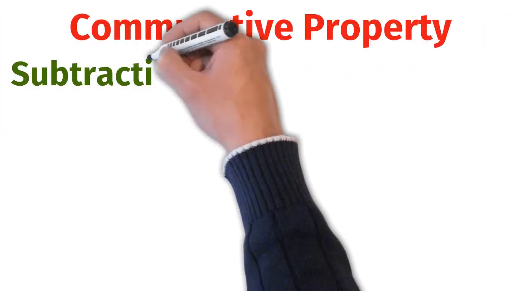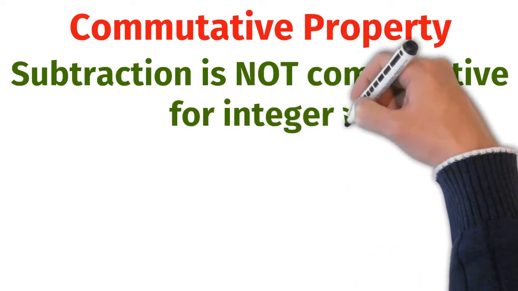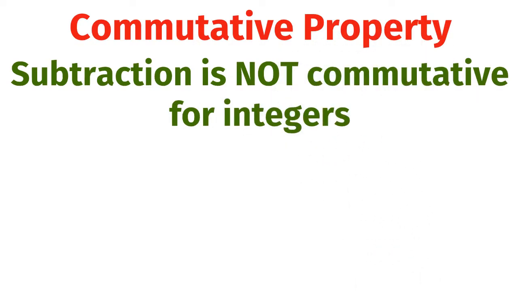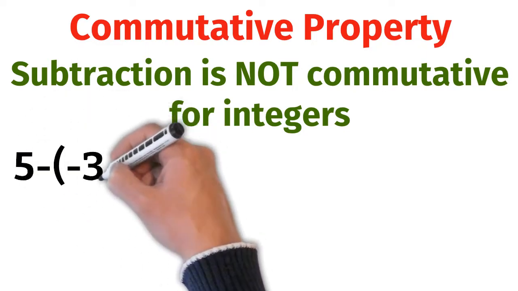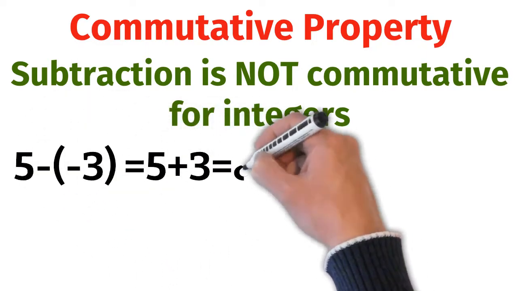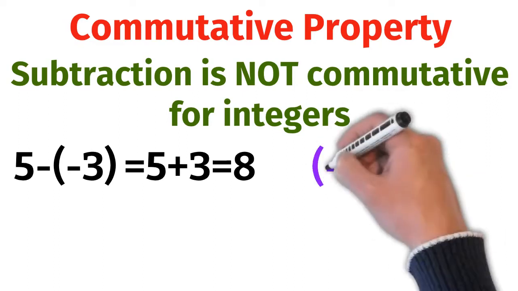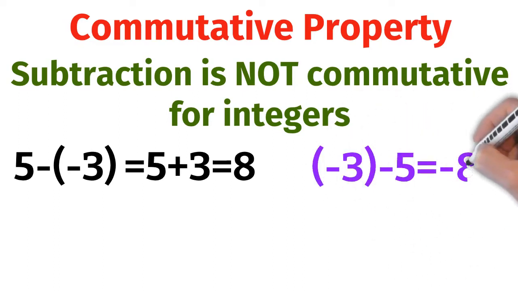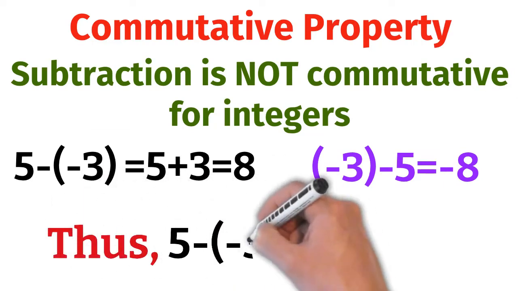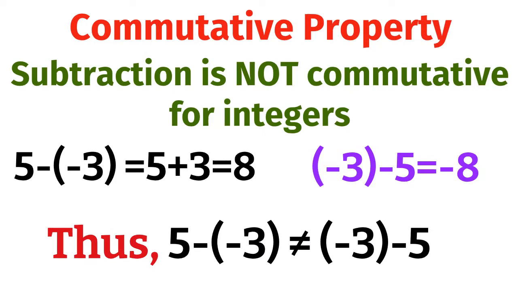However, subtraction is not commutative for integers. You can understand it through an example. 5 minus minus 3 equal to 5 plus 3 equal to 8, and minus 3 minus 5 equal to minus 8. Thus, 5 minus minus 3 is not equal to minus 3 minus 5.